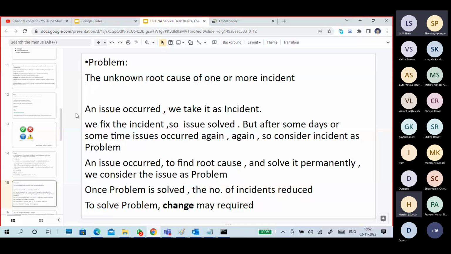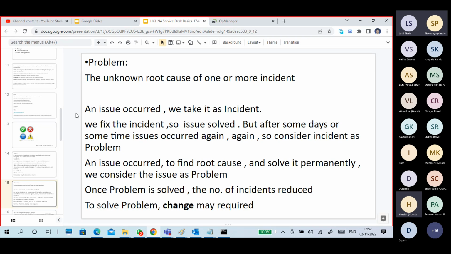So problems never occur directly. It is an incident. The incident we have to consider as a problem if it is a continuous repetition of incidents, to find the unknown root cause of that incident, or if multiple incidents occur at a time. Then we have to consider that incident as a problem.